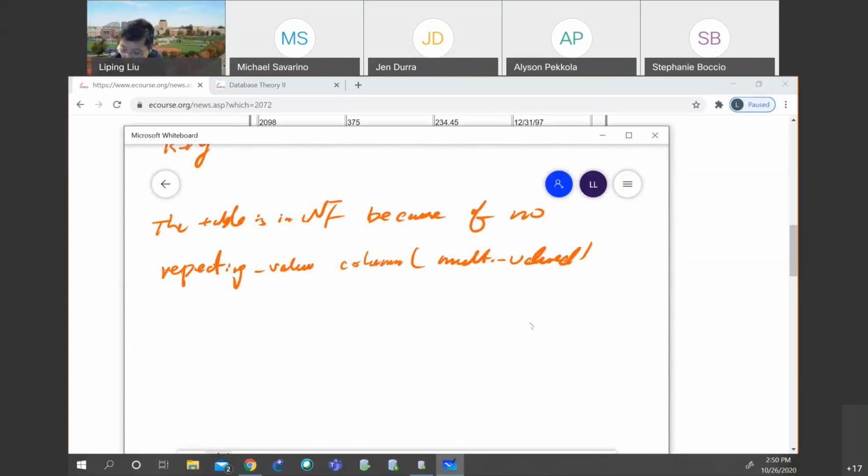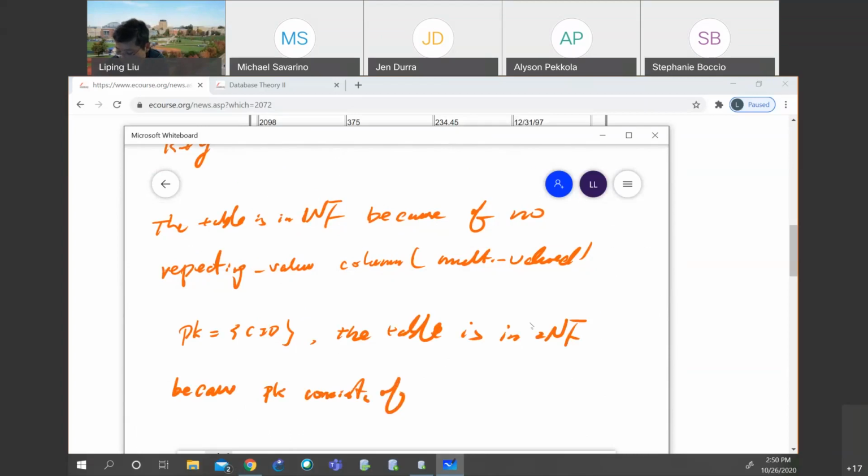And now let's check the second normal form. Okay, so is the table in second normal form or not? It's in first normal form, okay? So basically we have a primary key, which equals customer ID only, okay? Since it is, the table is in second normal form because the PK consists of one single column.